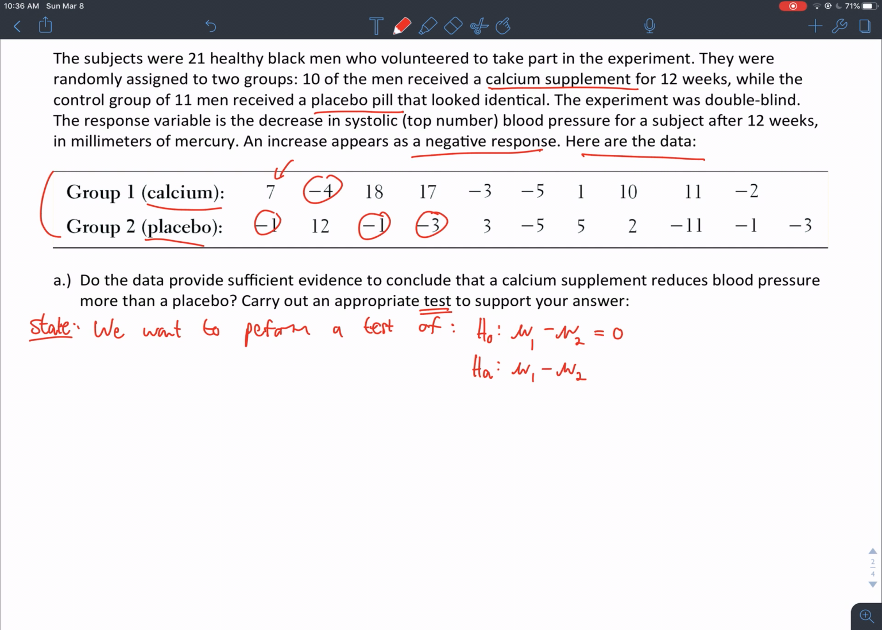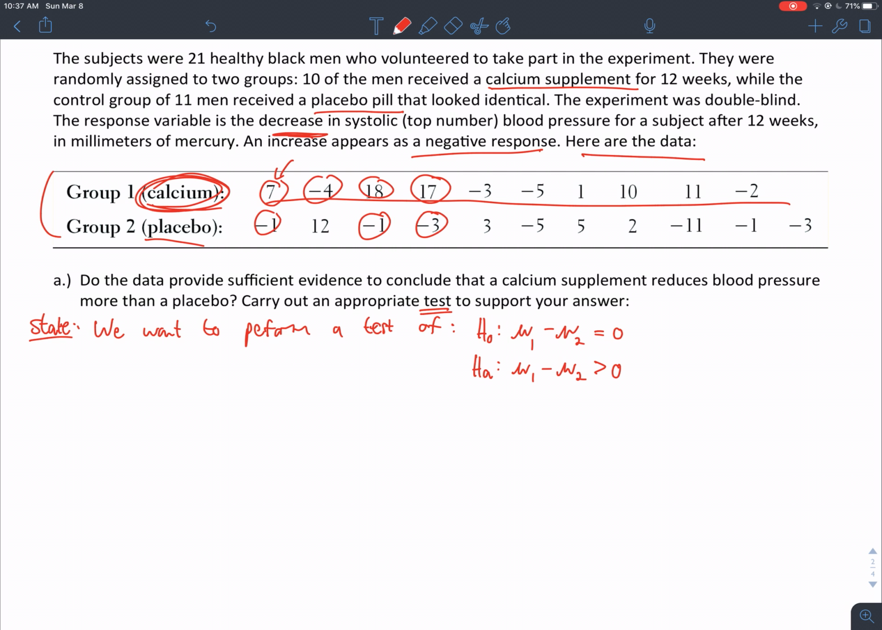mu1 minus mu2. Now think about this carefully. If mu1 is my calcium, and I look at the numbers here, I'm trying to say that there should be a positive decrease in blood pressure. So that means that the mean of these numbers should be bigger than the mean of these numbers. So this would be greater than 0. If I find evidence for the alternative hypothesis, that would show that calcium is effective in decreasing systolic blood pressure.